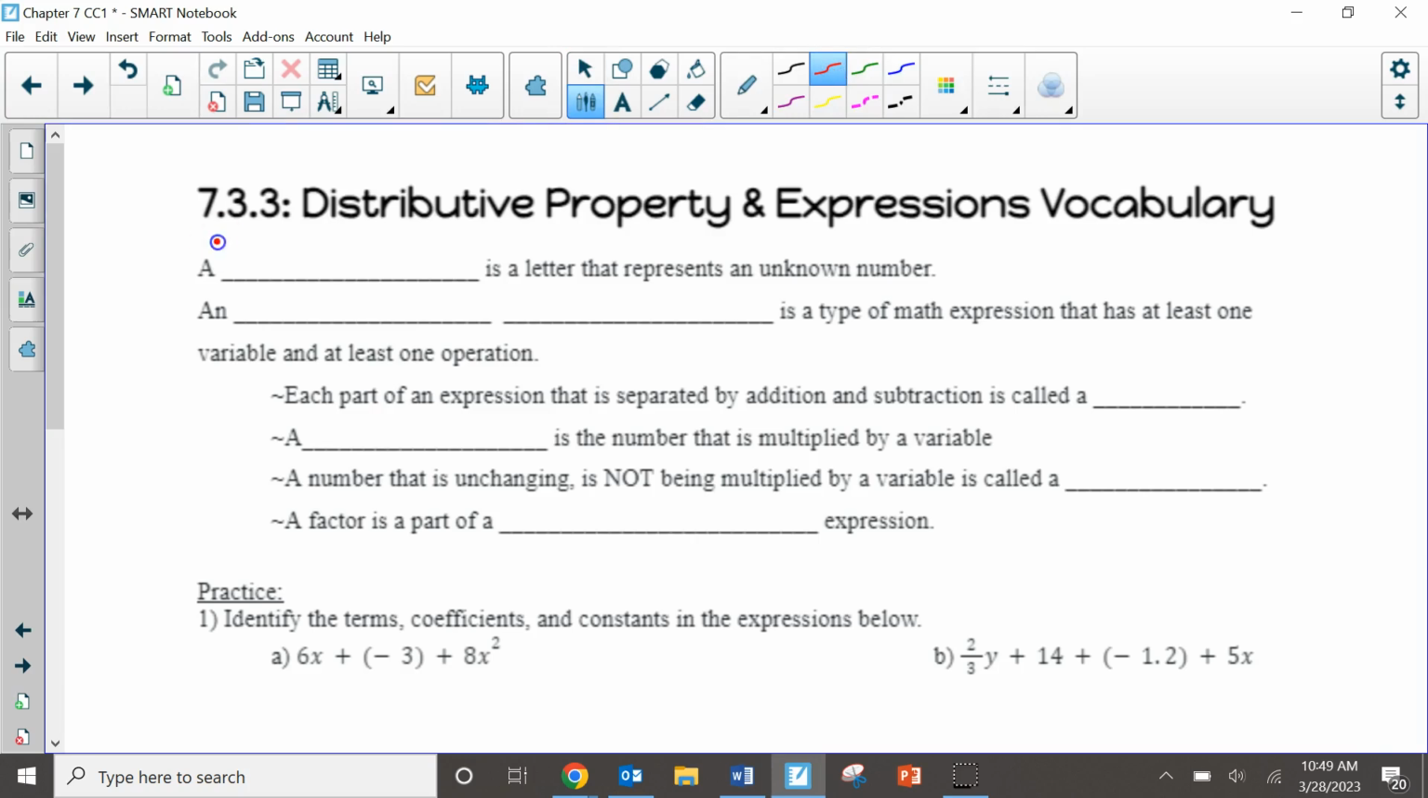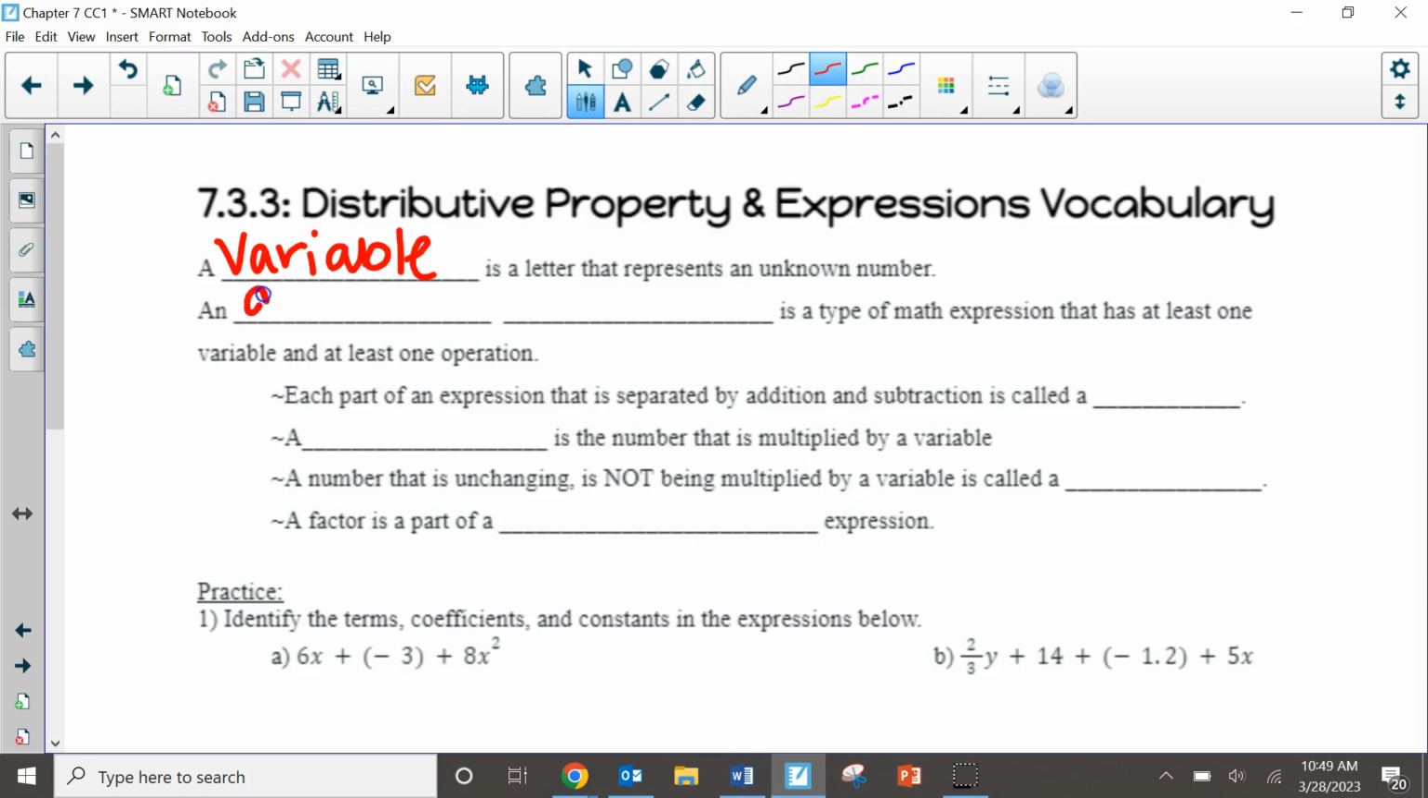a variable is a letter that represents an unknown number. So when we don't know what something is, we represent it with a letter, and most commonly it is X.